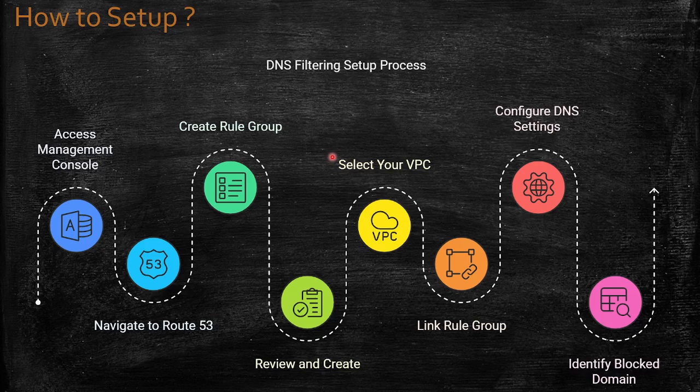Even if you can set it up in a single account, the steps are: connect to your AWS console, navigate to Route 53, create a rule group, and then create a custom rule. Then review, select the rule group which you created, select the VPC that you want to get filtered, link that rule group with that VPC, configure the DNS setting, and then here you go, you can identify the blocked domains. So those are the high-level steps of how it gets implemented.